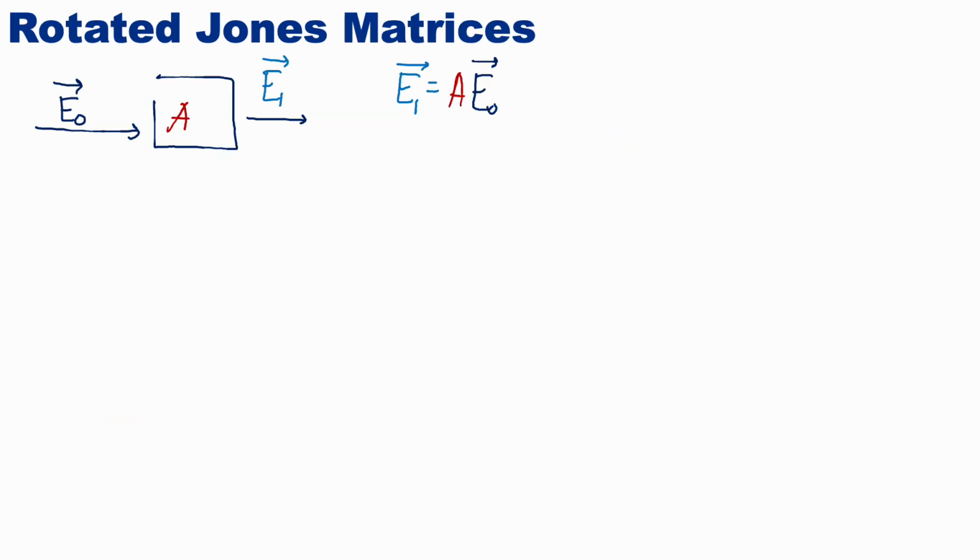So we know how the Jones vector changes when an input vector travels through a polarizing element. The output is given by the multiplication of the Jones matrix with the Jones vector. But let's consider now that we are rotating our input vector, and this is going to rotate the polarization state.